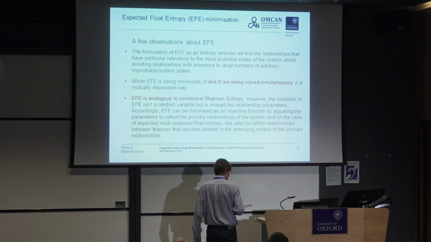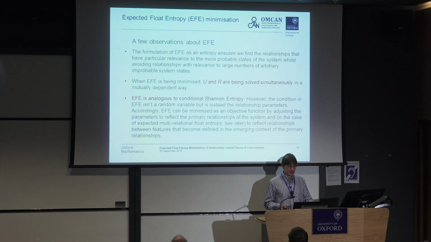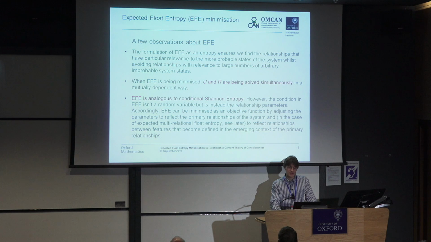And just a few observations then. The formulation of EFE as an entropy ensures that we find relationships that have particular relevance to the more probable states of the system, whilst avoiding relationships with relevance to large numbers of arbitrary states that have nothing to do with the system. So that's why it's formulated in this way. EFE is being minimized in U and R simultaneously. So it's a simultaneous optimization that we're doing.